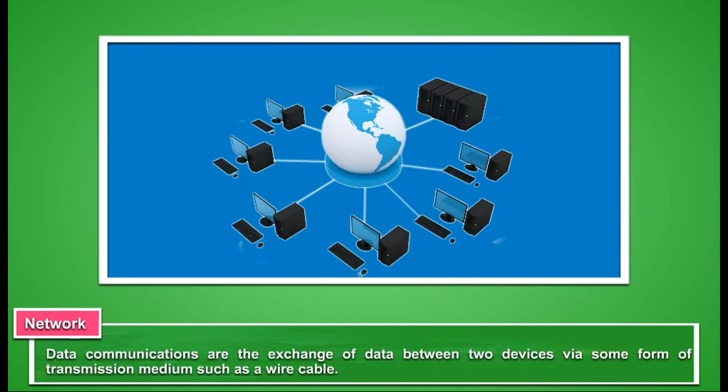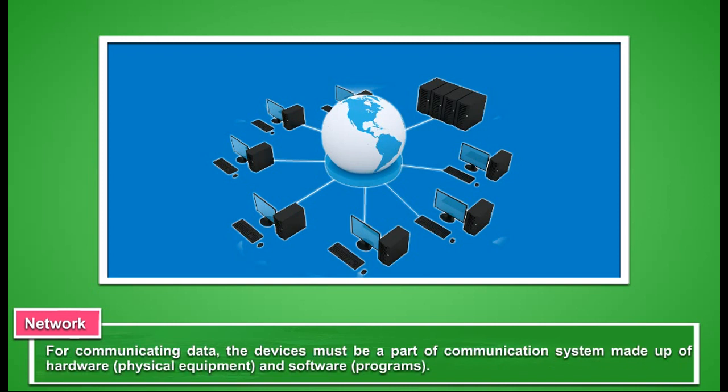Data communications are the exchange of data between two devices via some form of transmission medium, such as a wire cable. For communicating data, the devices must be a part of communication system made up of hardware, physical equipment, and software programs.